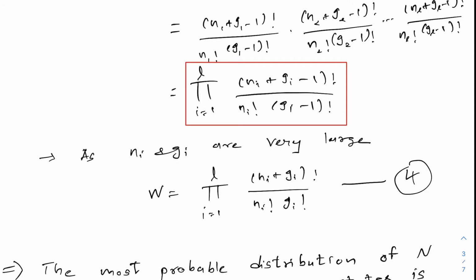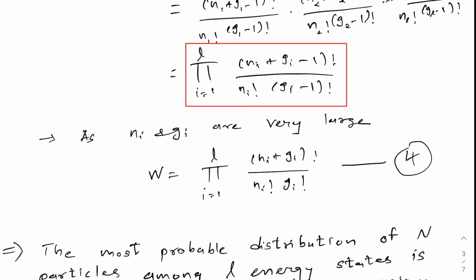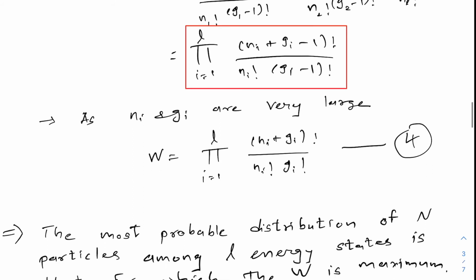Now we know that Ni and Gi are very large in this case because we are working with bosons. We can rewrite the above equation as the product for i equal to 1 to L of (Ni + Gi) factorial upon Ni factorial Gi factorial. You can neglect 1.